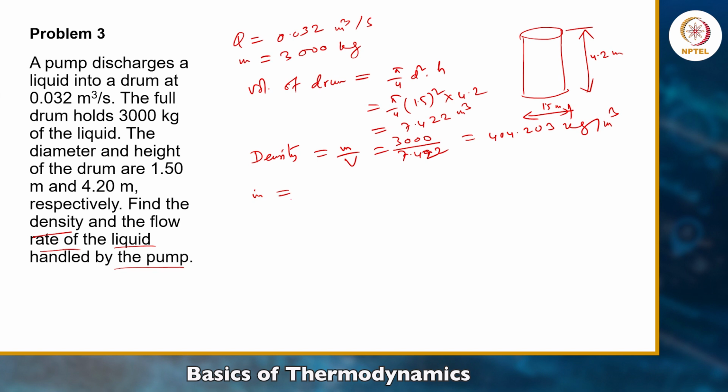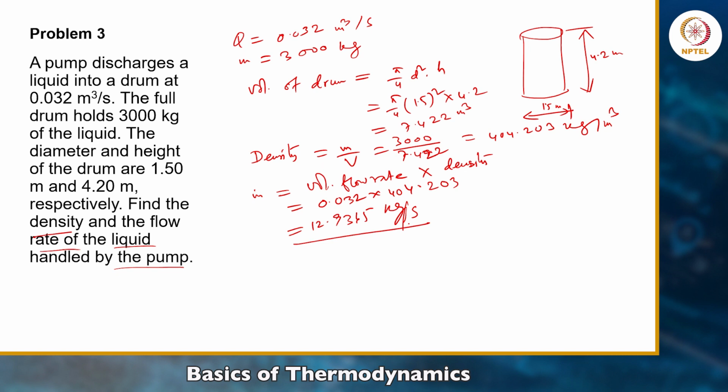And what is the mass flow rate? m dot, mass flow rate. So volume flow rate into density. So 0.032 into 404.203. So it is coming 12.9345 kg per second. So this is your mass flow rate. Okay, so this is also a very simple problem. You can calculate.